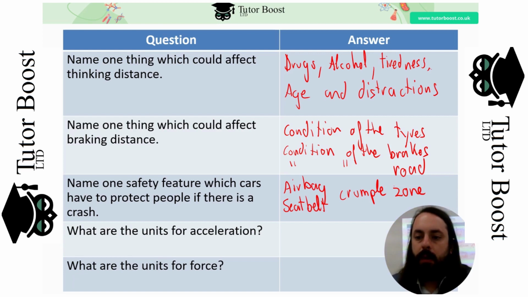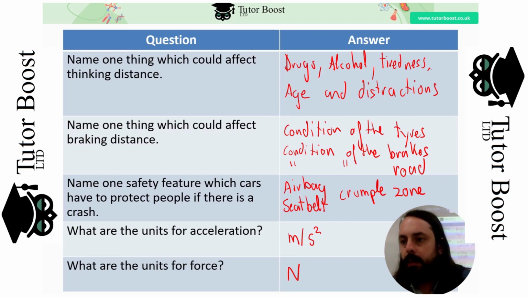Okay. What are the units for acceleration? Well, acceleration is the change in speed over time, right? So what are the units for speed? Meters per second, and then because it's over time, it will be meters per second squared. So the units for acceleration are meters per second squared. What are the units of force? Newtons. That was an easy one. Okay, let's go to the next slide.